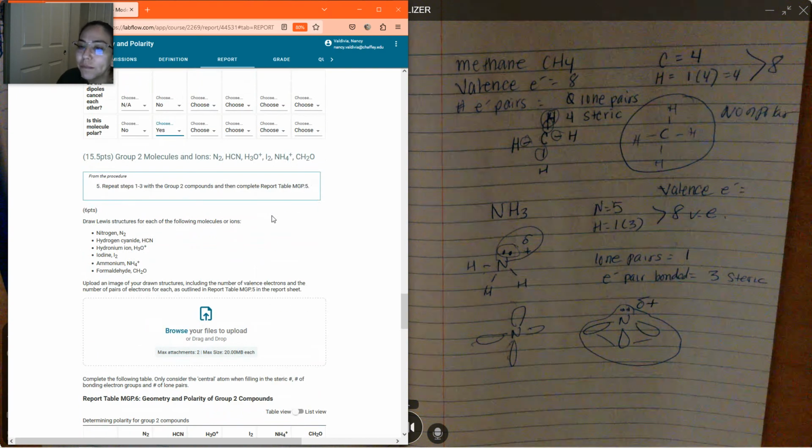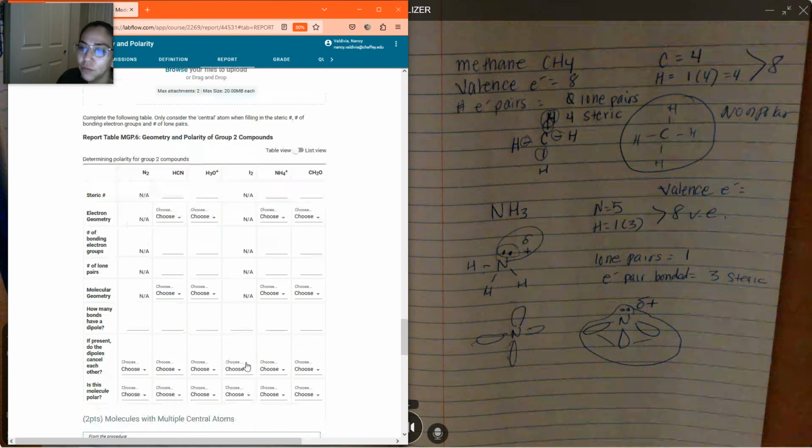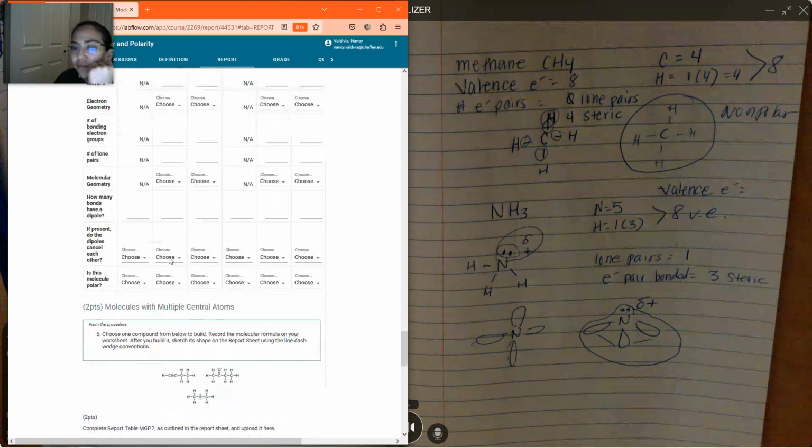And now you're going to repeat the same thing, but now you're going to be using different types of molecules. So you're going to be using ions now when doing this. So group 2 compounds and ions, you're going to draw them out again, and you're going to do the same exact steps we just did. Okay.